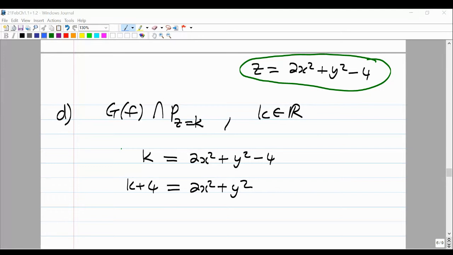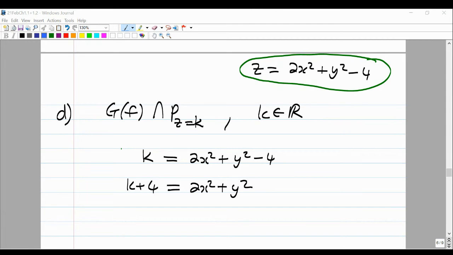Now let's take the graph and intersect it with a plane z equal to k. So we want to find all those points of height k. We've already done all the points of height 0. Now we want to find the points of height k. So we're going to do z equal to k, so it becomes k is that.